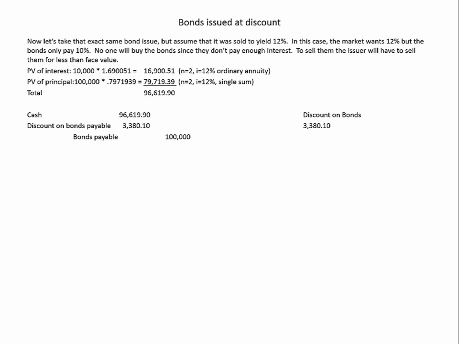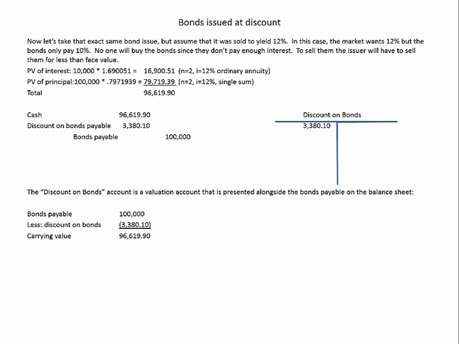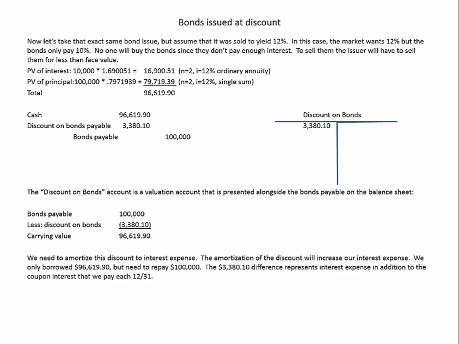And there's this T account slowly taking shape on the right-hand side. There we go. The discount on bonds is a valuation account that is presented alongside the bonds payable on the balance sheet. So on our balance sheet, we'll have bonds payable less discount on bonds equaling the carrying value of $96,619.90.